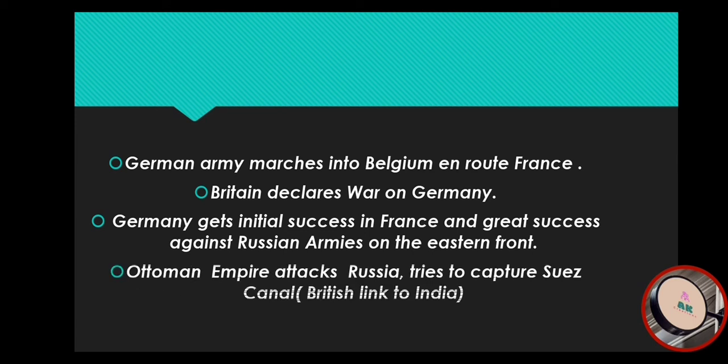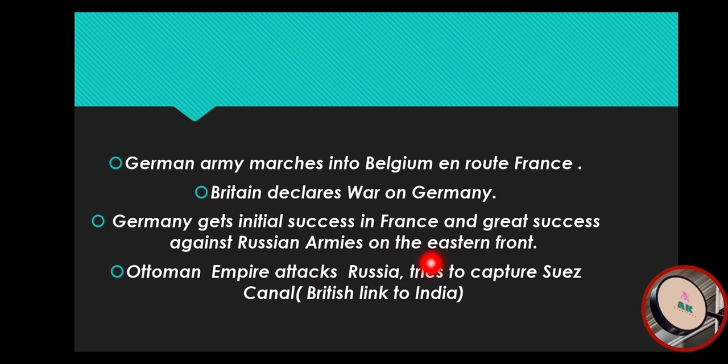That's the next point. Then the Ottoman Empire attacked Russia and tried to capture the Suez Canal. In the year 1914, the Ottoman Empire attacked Russia. They are old enemies. For that, there is a route over there, which they call the Dardanelles Straits. And then the Ottomans attacked the Suez Canal.